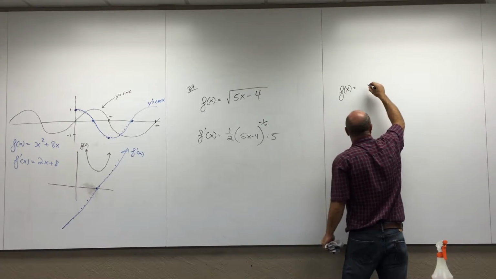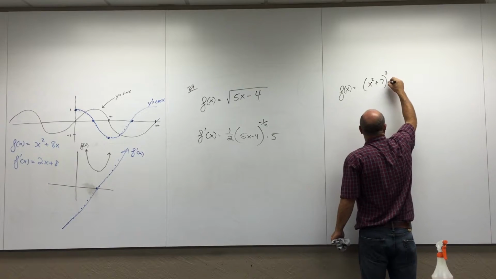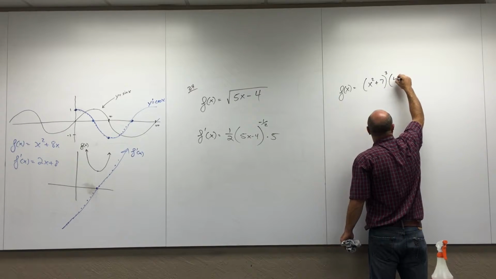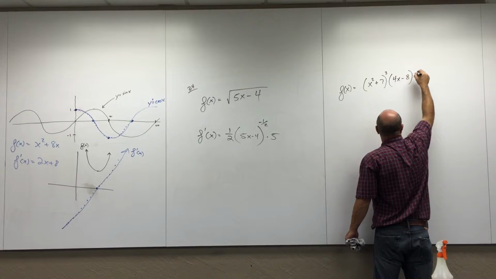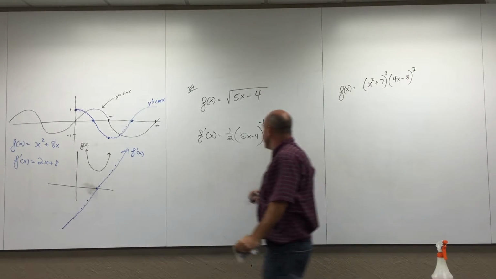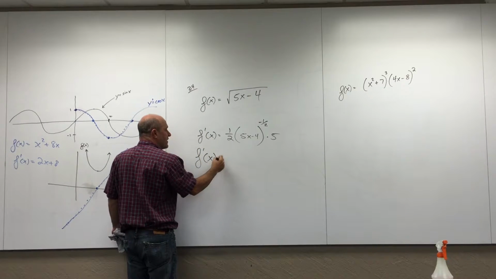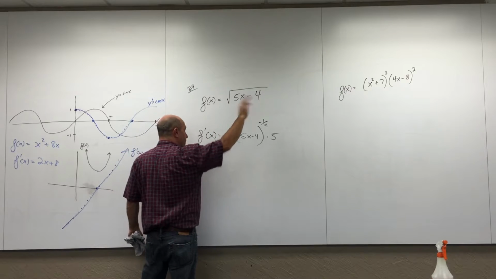Let me make up a better one here. What about this guy? X squared plus 7 cubed times 4x minus 8 squared. Wow. You guys are going to get upset. All right, hang on. I'm sorry, I'm all over the place. Let me just go back here and clean this one up first before I work on that.